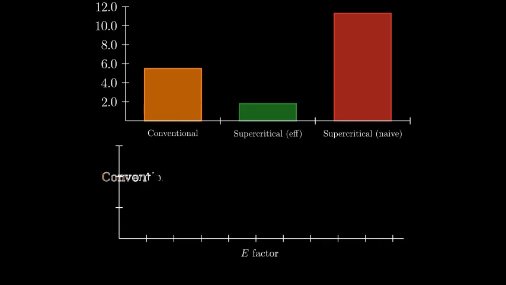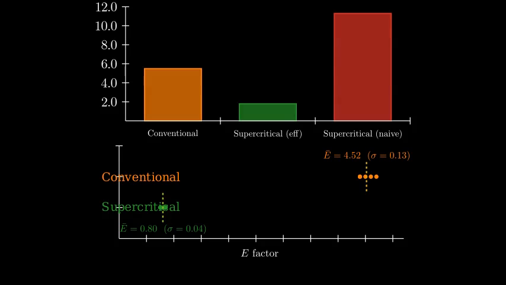To include basic statistics, imagine 5 runs for each process, and we compute the E factor each time. Conventional runs, 4.6, 4.4, 4.7, 4.5, 4.4. Supercritical runs, 0.85, 0.78, 0.82, 0.80, 0.75. We show a dot plot and compute mean and standard deviation for each.